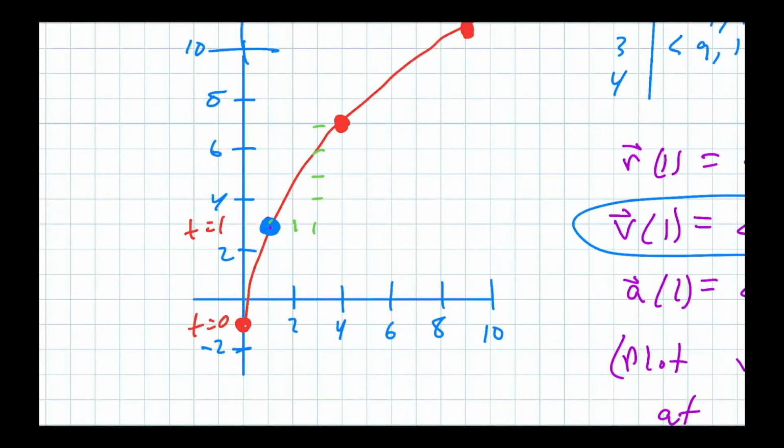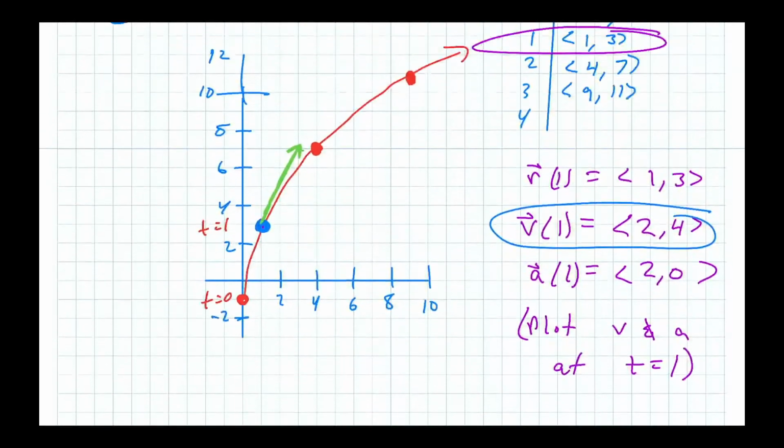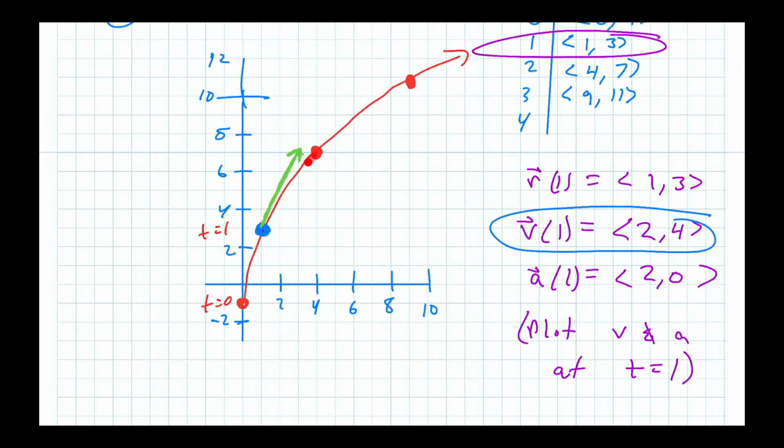So this is the velocity vector at time 1, 2 over, 4 up. And that looks correct, right? It's supposed to be in the direction of the curve. It's supposed to be tangent to the curve. So it looks like it is, right? So that's our v right there.